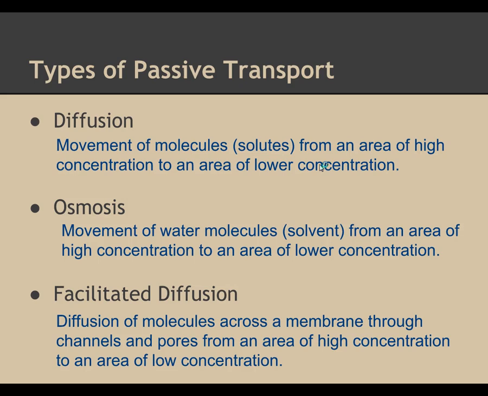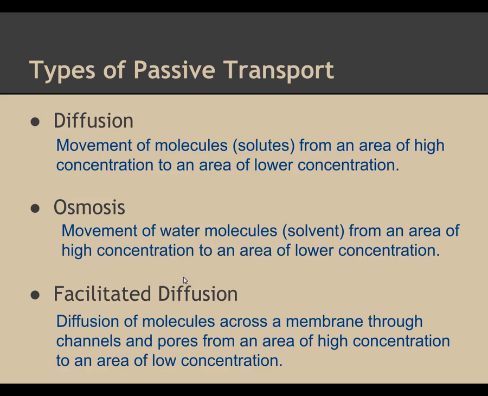Notice that the common feature for every type of passive transport is from an area of high concentration to an area of lower concentration. Again, high concentration to low concentration. This is going to be very important. It's how you actually identify something as passive or active transport.